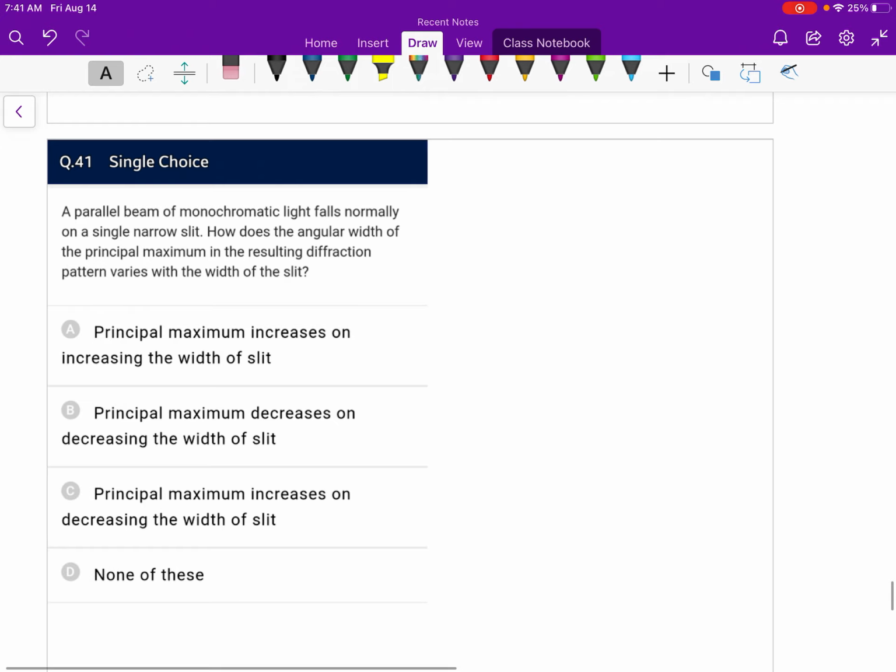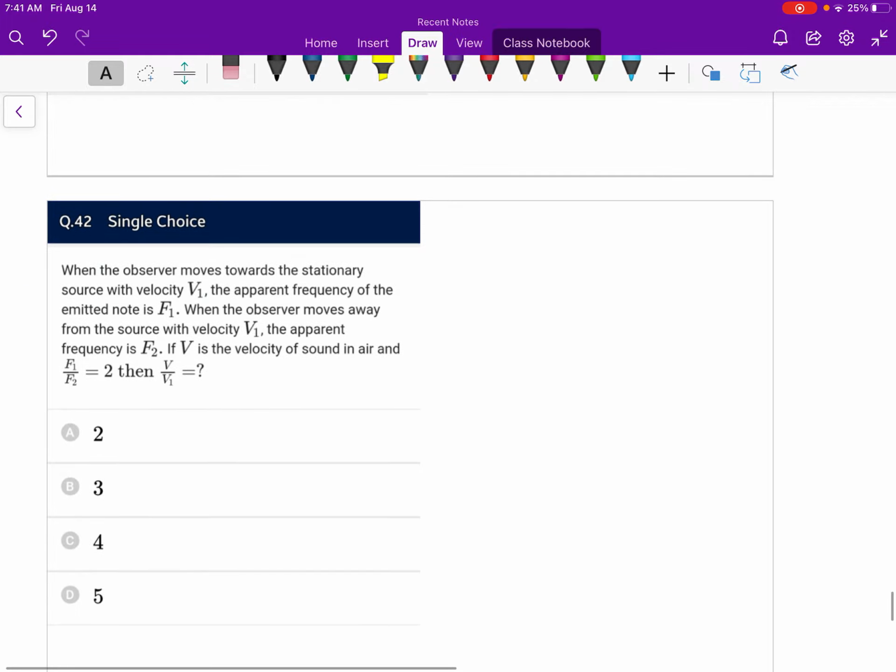A parallel beam of light passes through a single slit. How does the angular width of the principal maximum change? The angular width of the principal maximum, theta, is twice lambda by a. So it increases when slit width is decreased. So C is the correct option.